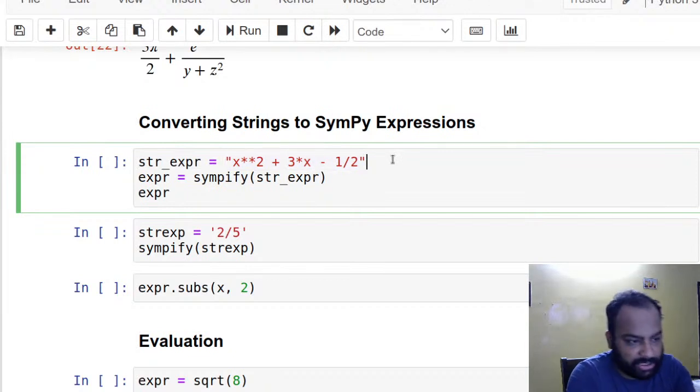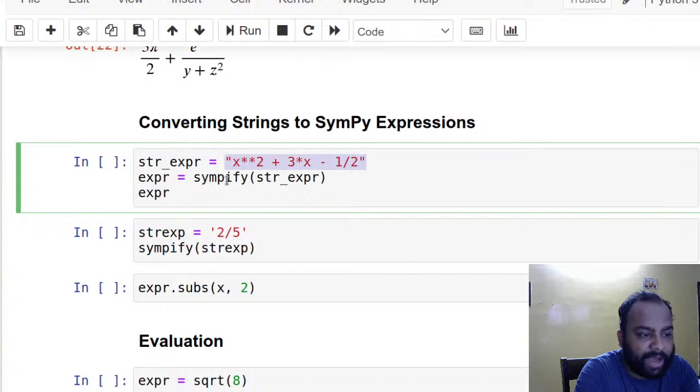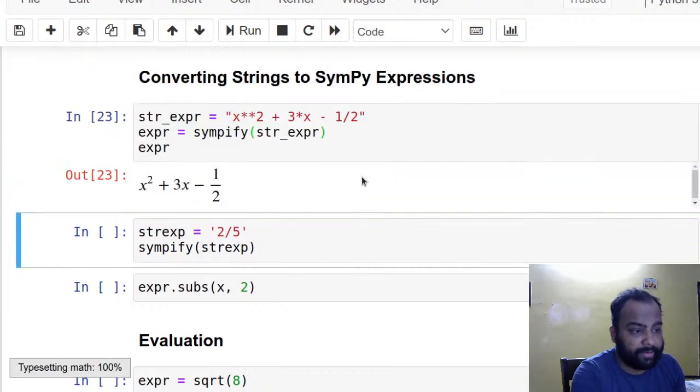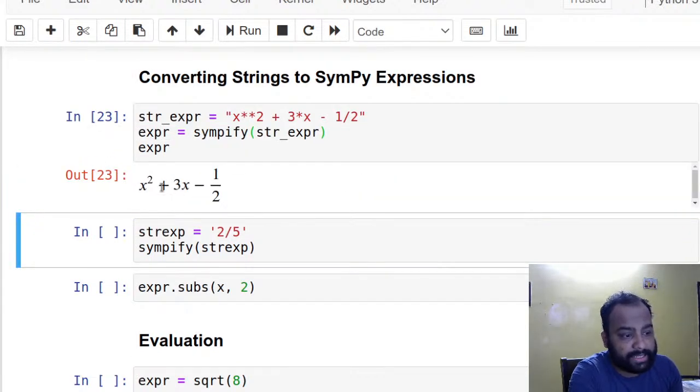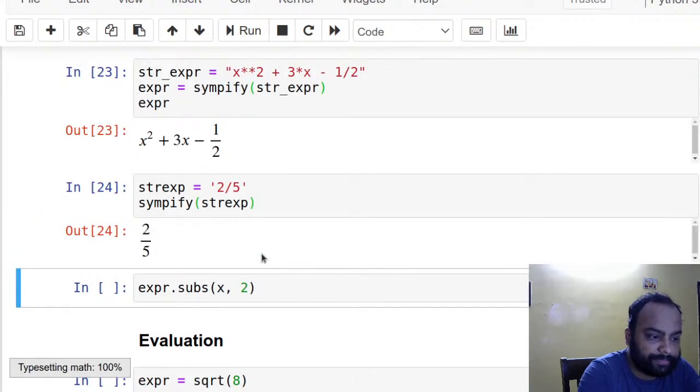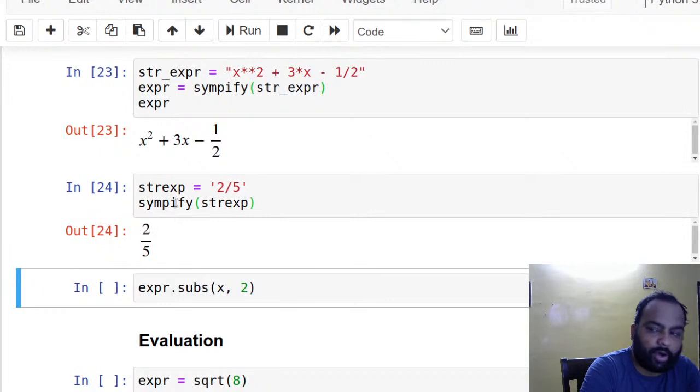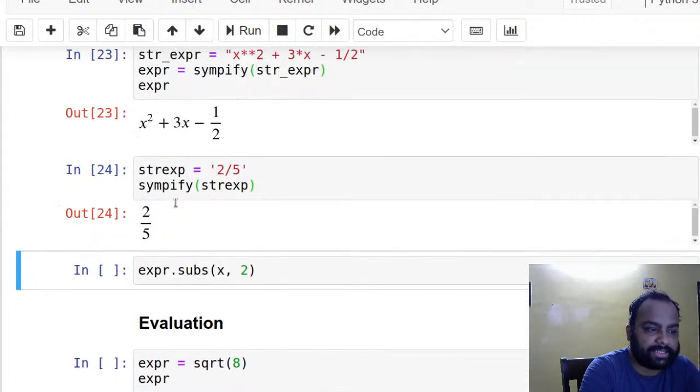So for example, here is a string. It's a valid Python string, right? Now, if I call the sympify function on this string, then it becomes a SymPy expression here. See, it's a SymPy expression. So this was a string, and this string has now been converted to a SymPy expression. For example, look at this one. This was 2 by 5. Now, if I call sympify on this string, it becomes a symbolic expression.